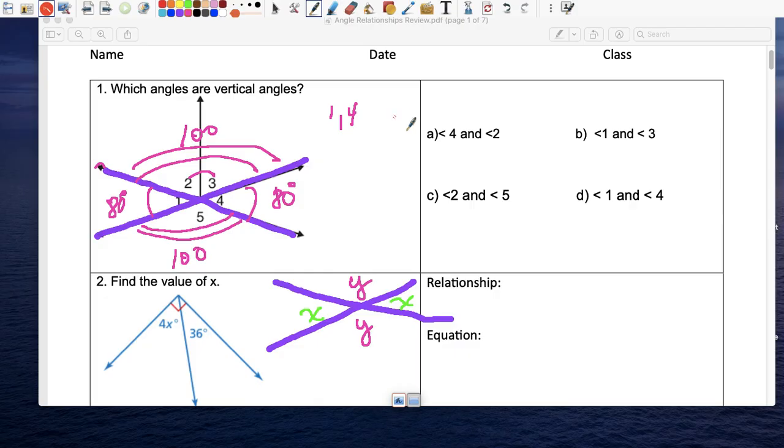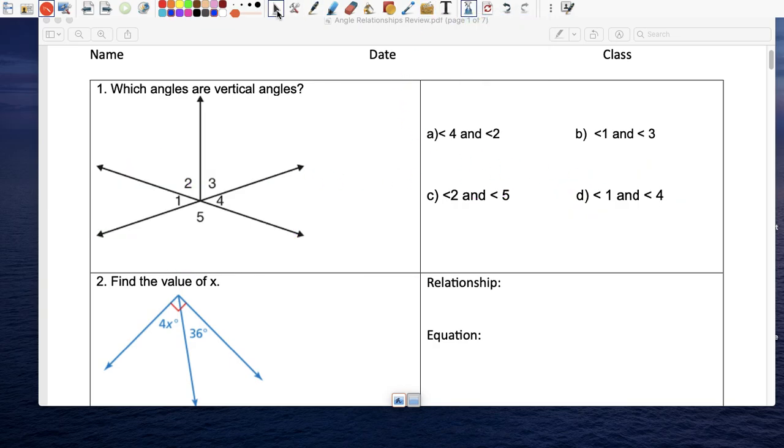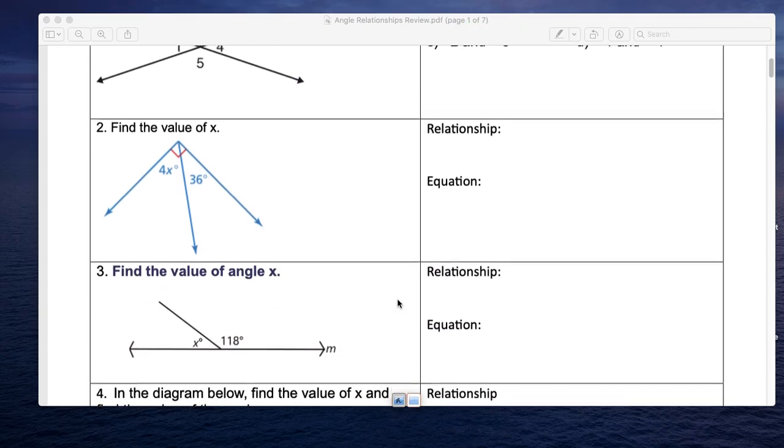But let's see our multiple choices. They're saying 4 and 2 are vertical angles. 4 and 2, absolutely not. 1 and 3, absolutely not. 2 and 5, no. 2 and 3, 2 with 3 is equal to 5, yes, but obviously it's 1 and 4, this one right here and this one right here, that are vertical angles. So that would be the answer to the first one. You have to make sure you know your vertical angles.